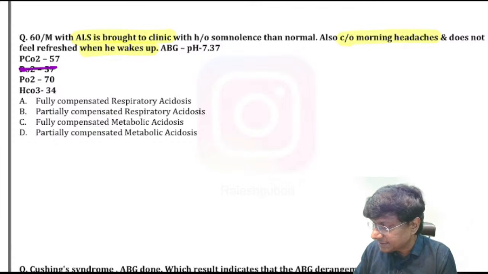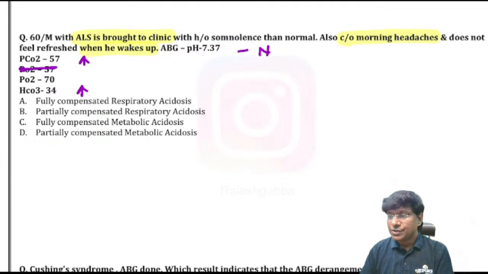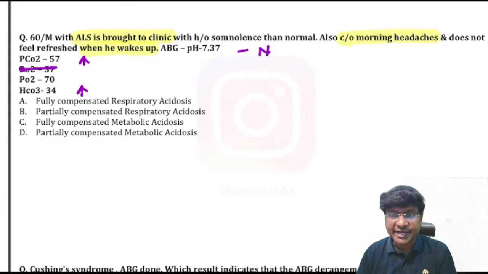So pH is normal, and PCO2 is increased. Bicarbonate is also increased. So what do you think is the primary acid base abnormality in this patient? Now, when the pH is normal, how do we decide the primary acid base abnormality in the individual? Can anyone answer this question?